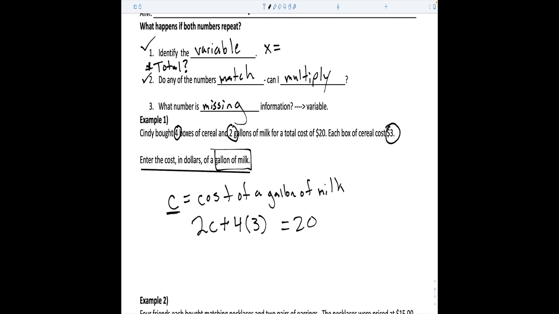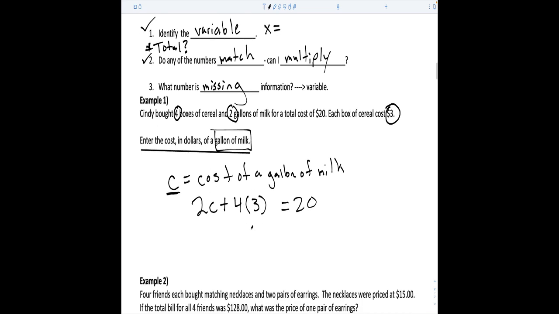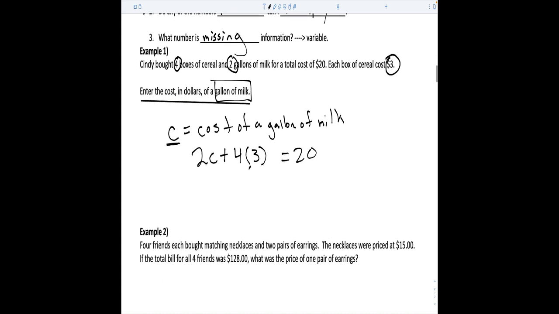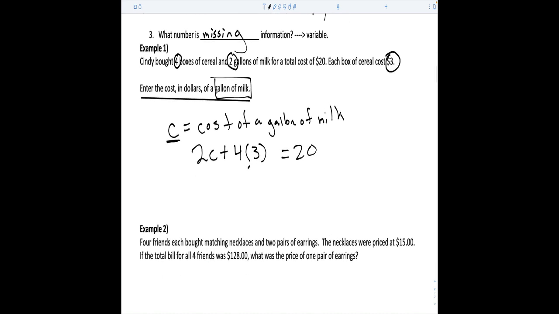Once you have this equation written like that, you're almost ready to solve it. 2 times C is what I'm looking for. I'm looking for that cost of a single gallon. You're given 4 boxes that cost $3 each for cereal. I multiplied those together. And let's solve it. Peyton, what would I do first to simplify this equation?